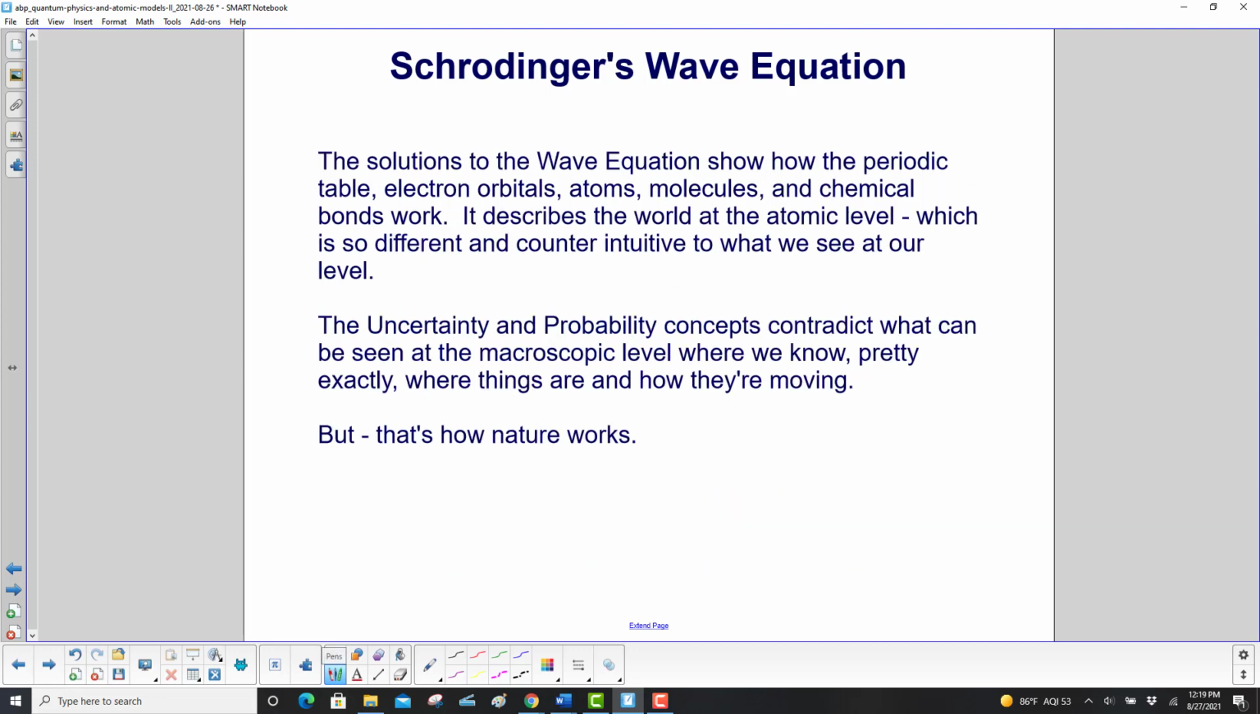The solutions to the wave equation show how the periodic table, electron orbitals, atoms, molecules, and chemical bonds work. It describes the world at the atomic level and, of course, the subatomic level, which is so different and counterintuitive to what we see at our level. The uncertainty and probability concepts contradict what can be seen at the macroscopic level, where we know pretty much exactly where things are and how they're moving. But that's how nature works.